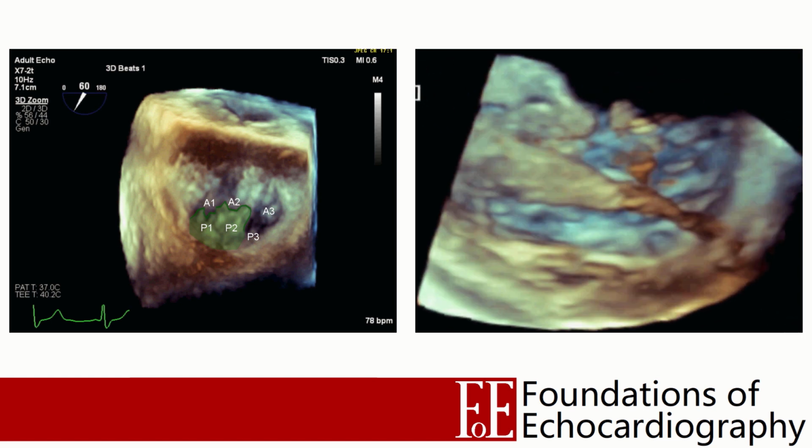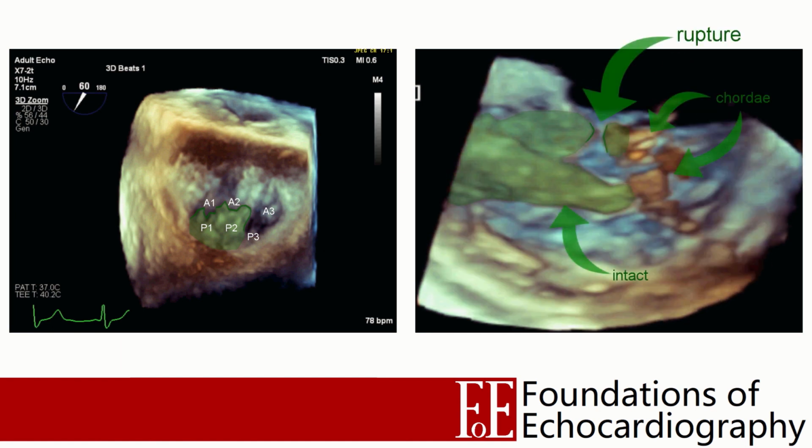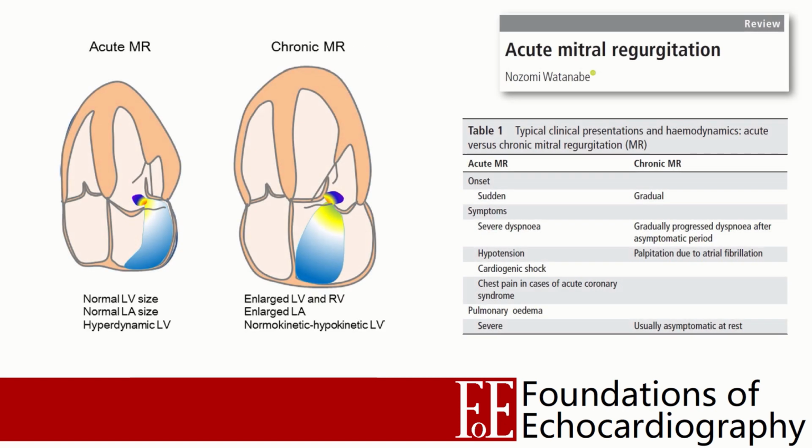On the right we have a second 3D image, and this is looking at the anterolateral papillary muscle, where we can see that one of the two muscle heads is ruptured. We've got a clean shear across the muscle body, and so there's nothing holding all those primary chordae to the LV wall. Let's wrap up the mitral valve by considering the consequences of significant mitral regurgitation.